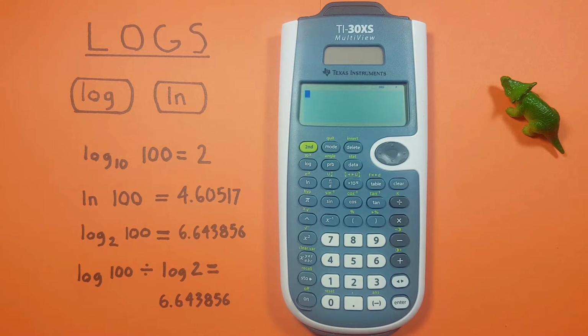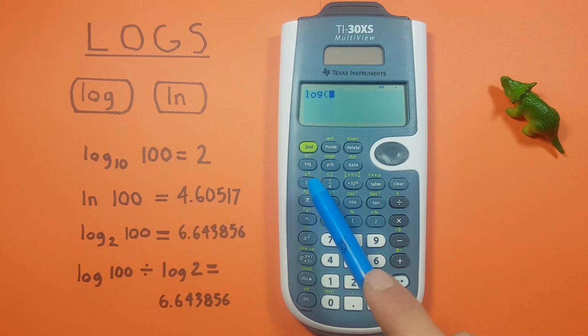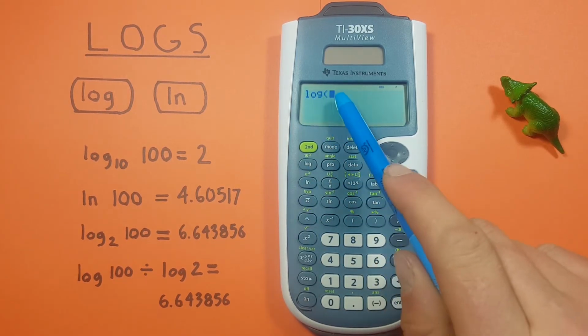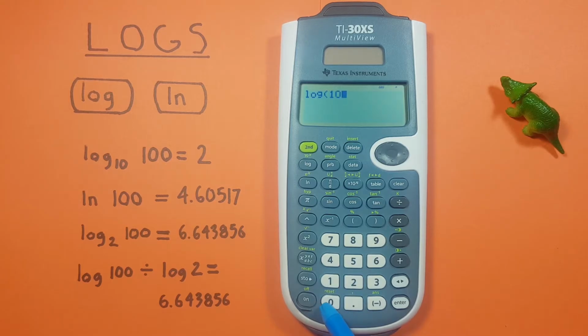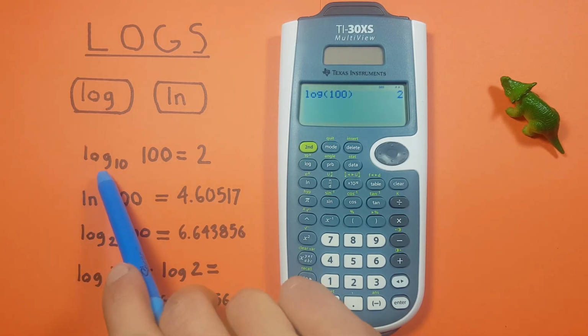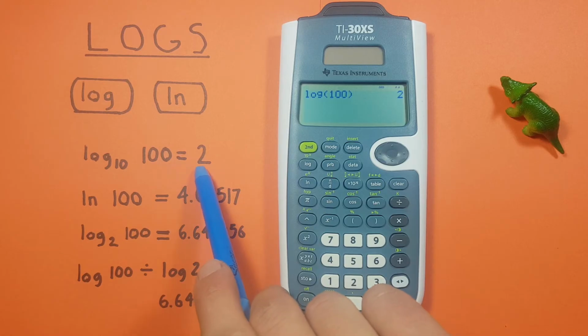Now, the default log base on this calculator is a log base 10, like this. So if we just wanted to find log base 10 of 100, all we would have to do is press log, and then we see a bracket here, enter what we want to solve for, so 100, close the bracket, and press enter. And we see log base 10 of 100 is equal to 2.